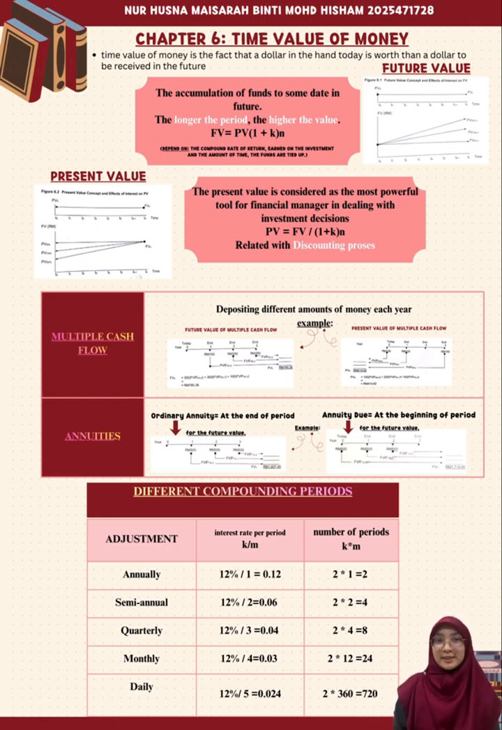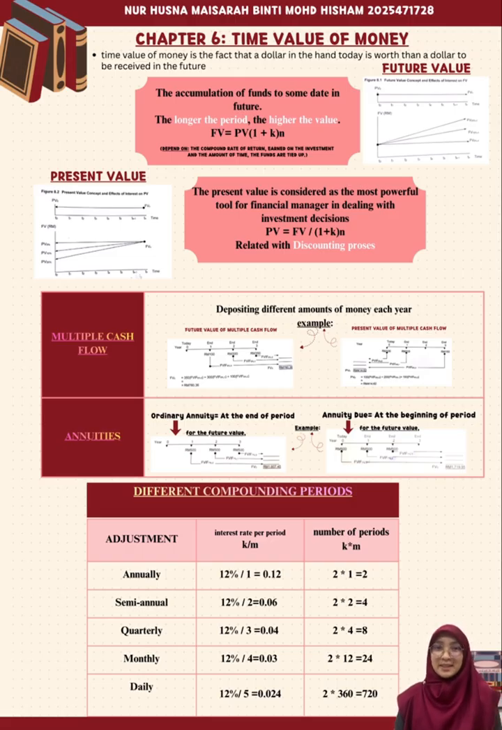The present value is considered the most powerful tool in dealing with investment decisions such as investment in fixed asset, portfolio management, banking, and others. There is a process that we can use for present value, which is discounting. Discounting is a process to determine the present value of an amount that will be received in the future. Based on the diagram, the process shows that when the discount rate and time increase, the present value will decrease. That means the future value interest factor can be transformed into the present value interest factor.